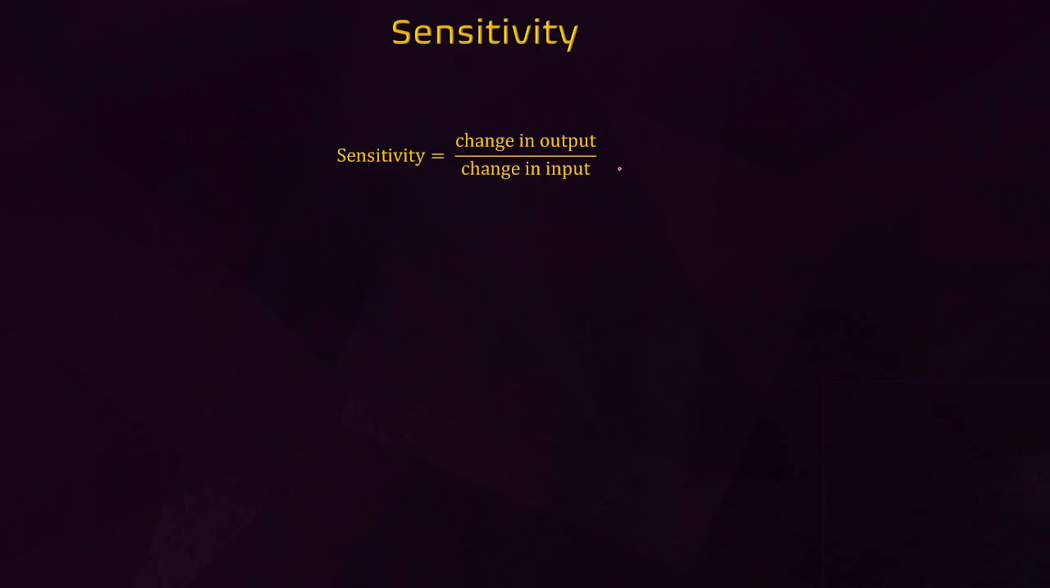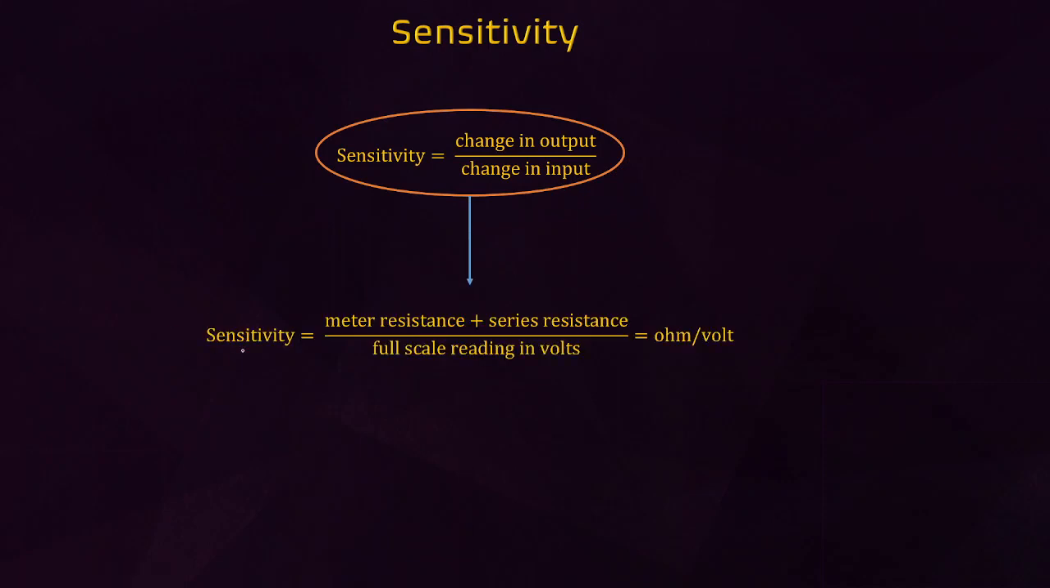So sensitivity is also defined, as I already said, as change in output by change in input. Now sensitivity is given as resistance. Here for a meter we will have two resistances. For a voltmeter we will have a series resistance, and also internally the meter will have some resistance, right? This series resistance is called a multiplier. We all know these things, right? And the meter will have some meter resistance. So it is the sum of two resistances divided by the full scale reading in volt.